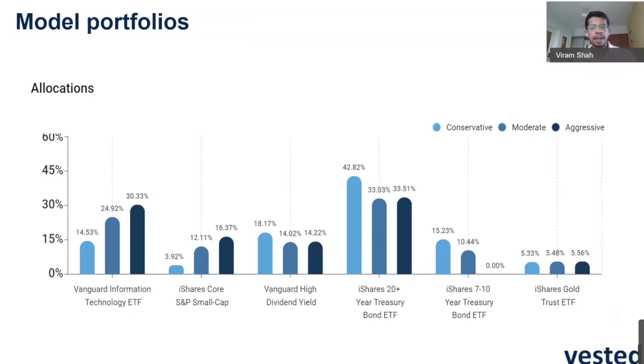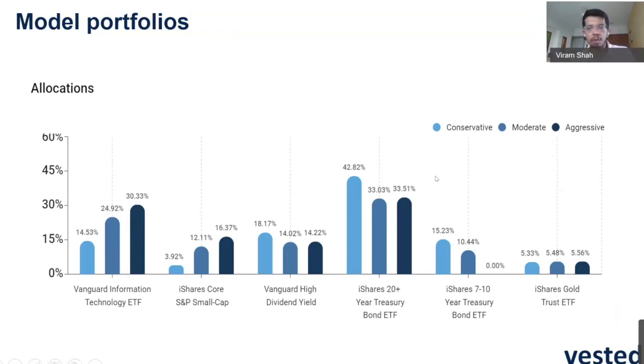Here I've shown a quick graph of that. We've used 3 asset classes: equity, debt, and gold. Based on the different risk profile that you might have, the allocation to these 3 buckets changes. The first 3 ETFs are equity ETFs: a small cap ETF, a technology ETF, and a high dividend yield ETF. As you go from conservative to aggressive, the sum of these 3 changes and becomes higher the closer you are to aggressive.